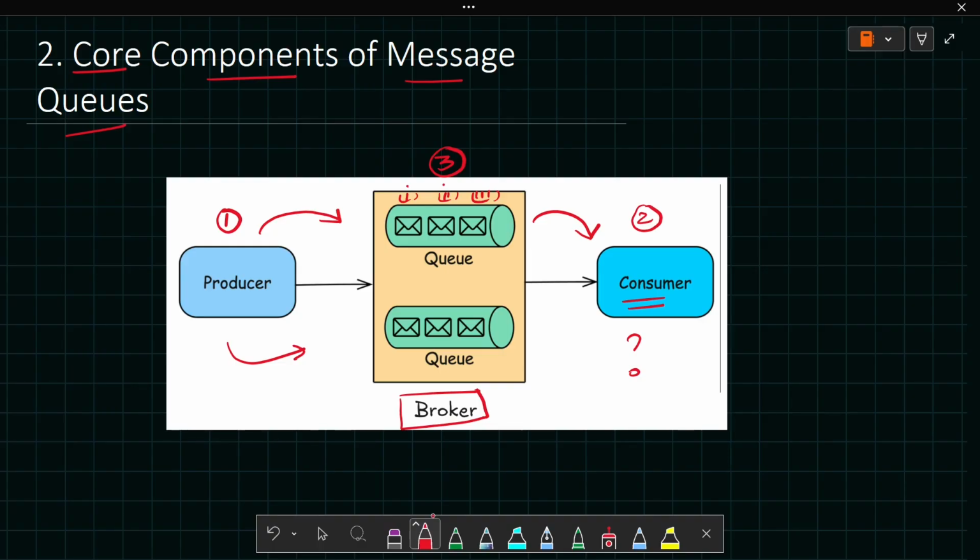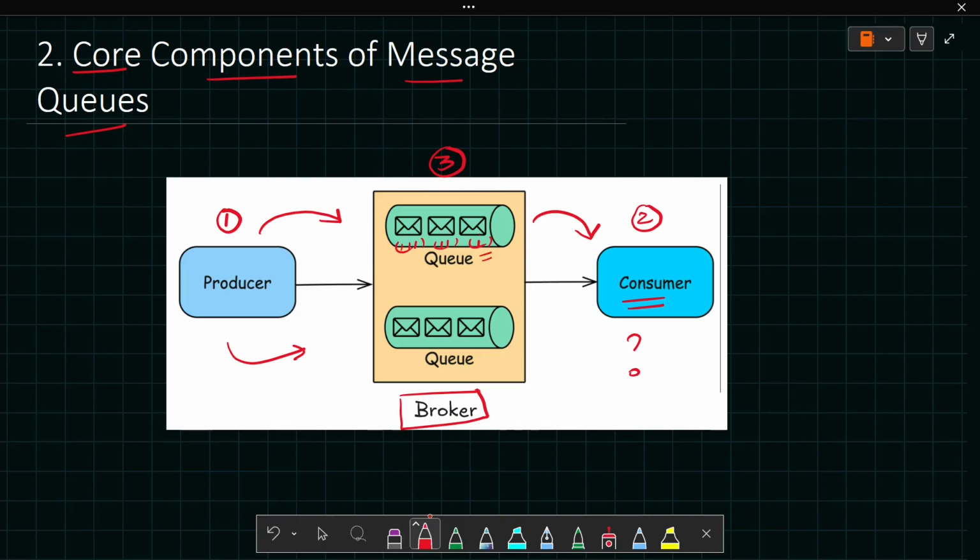It is holding the message and giving it in the form of first in first out. So here, suppose this was the first message, and this was the second message, and this was the third message. Let me erase this. This is the actual sequence.